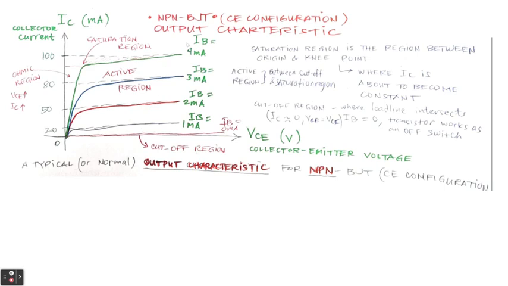So this is the output characteristic of the NPN BJT transistor. But I'm sorry for the spelling here. This is characteristic. We missed writing the letter A and the letter C.